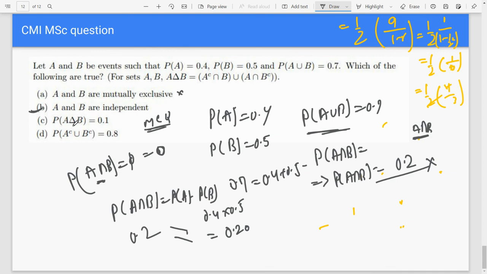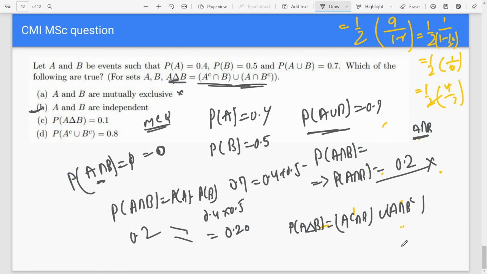Obviously, the second thing is probability of A, there is some symbol, I think it's an XOR symbol, and 0.1. So this particular thing is given, and to calculate it you need to consider this way. Okay, so it is talking about probability of A, this particular thing means A complement intersection B union A intersection B complement. Okay, so how are we going to calculate this?